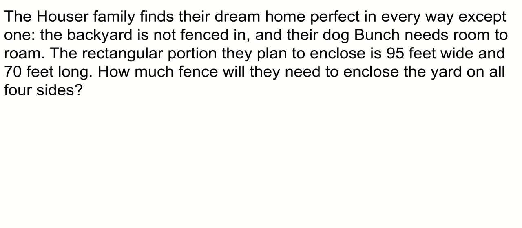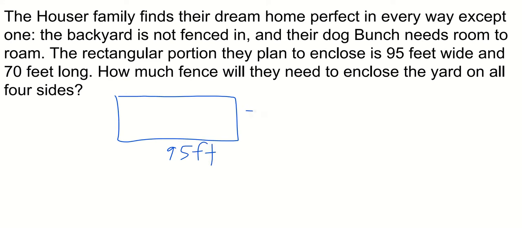Let's take a look at an example. It says the Hauser family finds their dream home perfect in every way except one. The backyard is not fenced in and their dog needs room to roam. The rectangular portion they decide to enclose is 95 feet by 70 feet long. How much fence will they need to enclose all 4 sides? So they want to enclose all 4 sides of this backyard. We know that it's 95 feet by 70 feet. And if we're going to install fencing, that's going to go around the outside of the border. So we're talking about the perimeter of this.